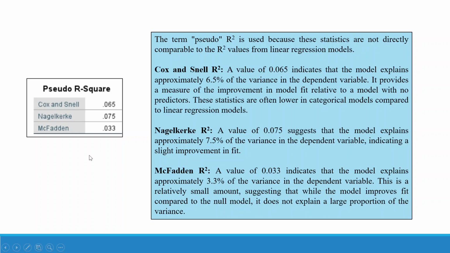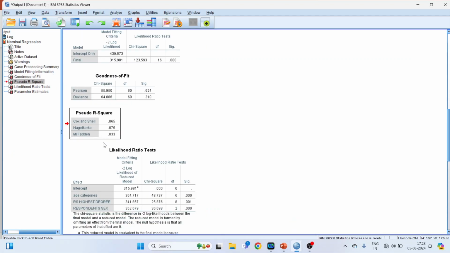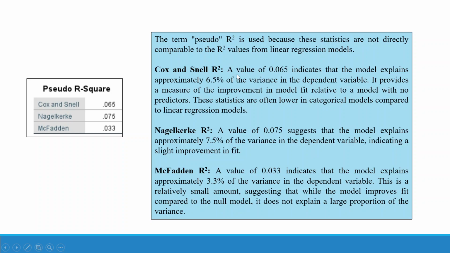Now the pseudo R-square. Here we have 3: Cox and Snell, Nagelkerke R-square, and McFadden. Let's write the interpretation for this. The term pseudo R-square is used because these statistics are not directly comparable to the R-square values from linear regression models. In linear regression, your dependent variable is continuous, while in logistic regression, ordinal logistic regression and multinomial logistic regression, your dependent variable is in categories. So we cannot compare the R-square, and that's the reason we use pseudo R-square here.